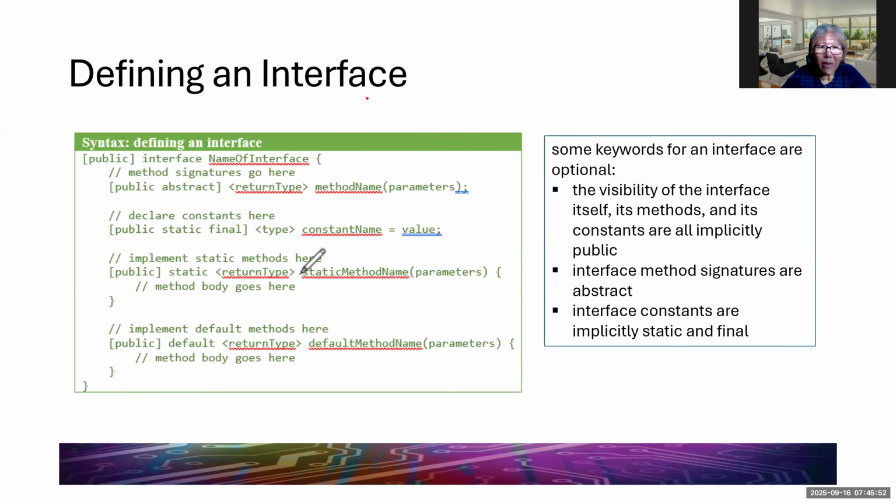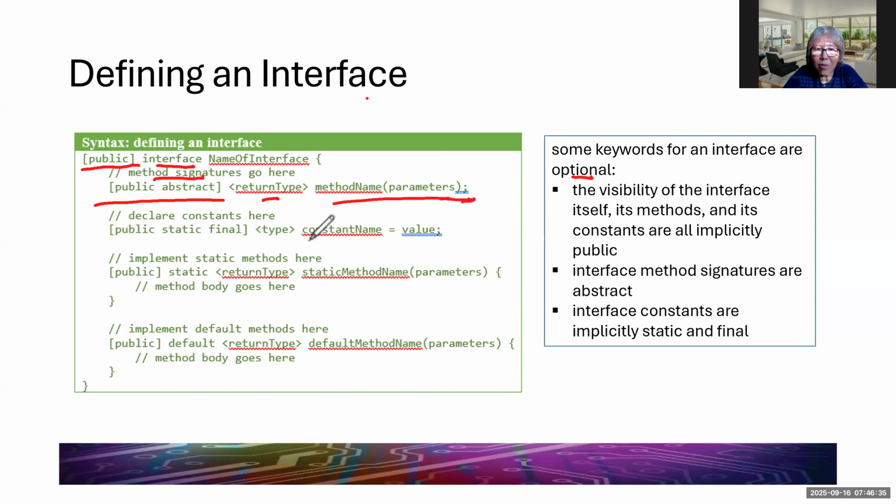So how do we define an interface? When we define an interface, we have some optional parts, like the visibility keyword public, which is optional, not mandatory. Even if you don't provide it, you need to have the keyword interface followed by the name of the interface. Then we can have method signatures. In a method signature, public and abstract are optional keywords, and then the return type, and the rest is just a method signature.